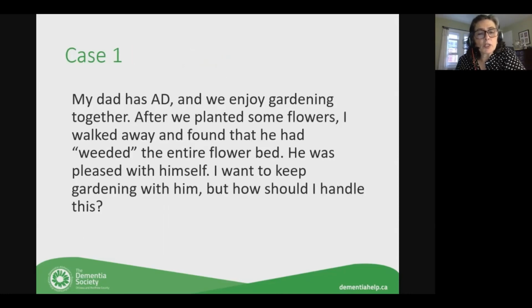Here are some cases that we can look at very quickly. My dad has Alzheimer's disease. We enjoy gardening together. So she decided that planting flowers was going to be an activity that they could do and would be enjoyable and fulfilling. So they planted some flowers and she happened to walk away. And by the time she got back, she realized that he weeded the entire flower bed and was very pleased with himself. So you think, oh my gosh, I can't be gardening if he pulls out all the things that we plant. And so what should she do?